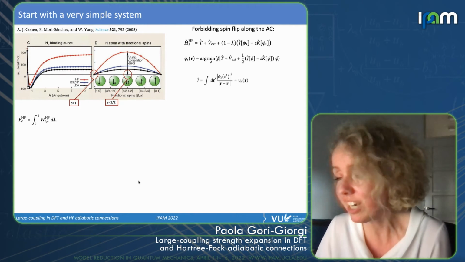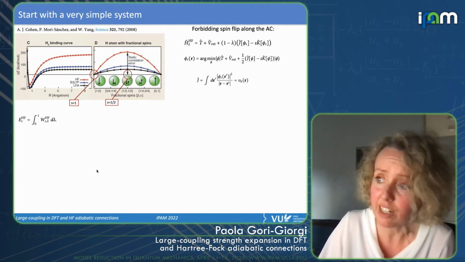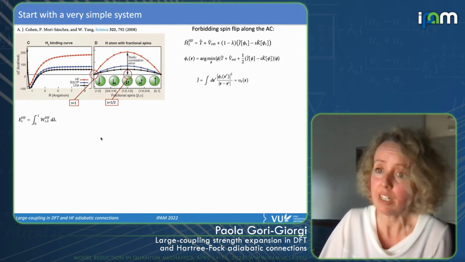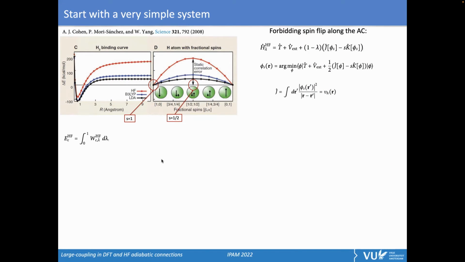So in this case, what we did, we started with a very simple system, the hydrogen atom. You can think it's crazy because Hartree-Fock is exact for one electron, but first of all, because you have this exchange operator, you can look at different spin states.